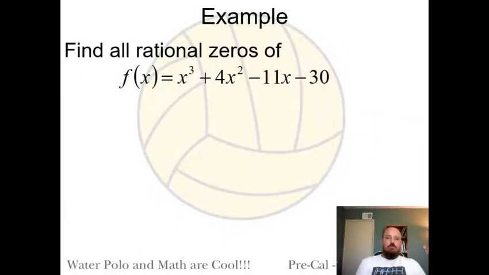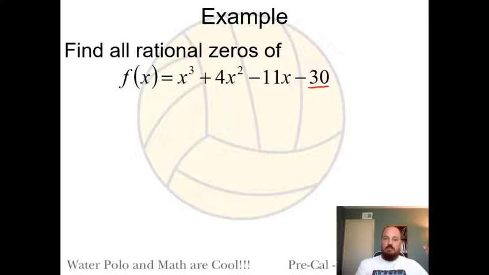So here's our example. We're going to find all rational zeros. So for right now, we're not worried about any complex zeros or any irrationals like square roots. We're looking for just rational answers. So we want to find all rational zeros of this polynomial right here. And what I'm going to do is I'm going to start with the rational zero test, which we did in part 1.